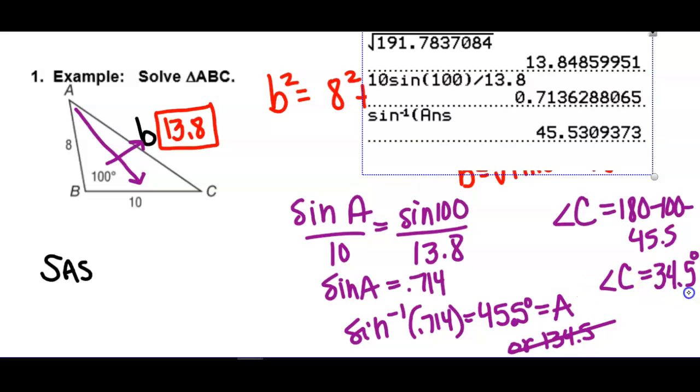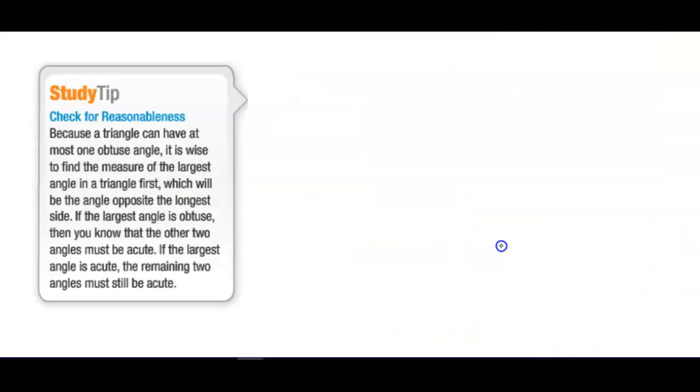So I get angle C is 34.5. So we found all the missing pieces. Again, it reminds you that you can have only one obtuse angle. Make sure the largest angle winds up across from the longest side, etc.